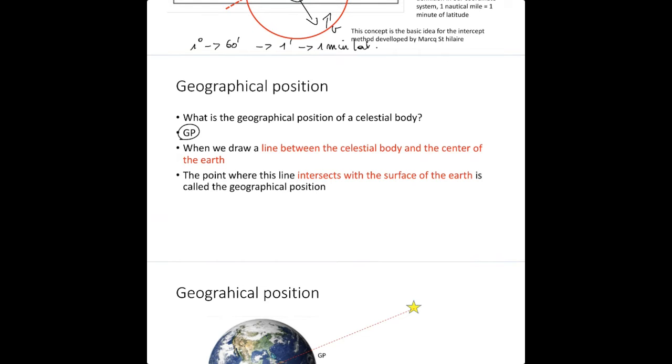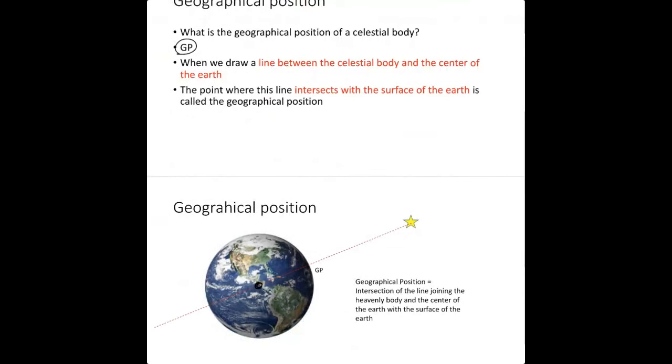Okay, and when we draw a line between the celestial body and the center of the Earth, as you can see here, this is the center of the Earth, this is our celestial body. When we draw a line between the two, we see that where this line intersects with the surface of the Earth, that is what we call the geographical position. So it's the intersection of a line joining the celestial body and the center of the Earth with its surface.